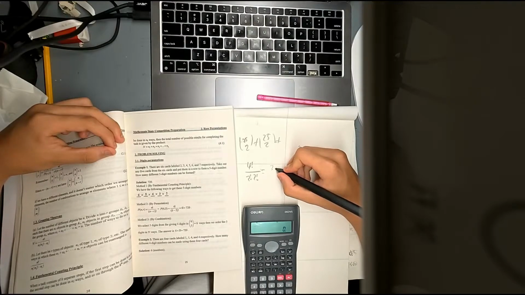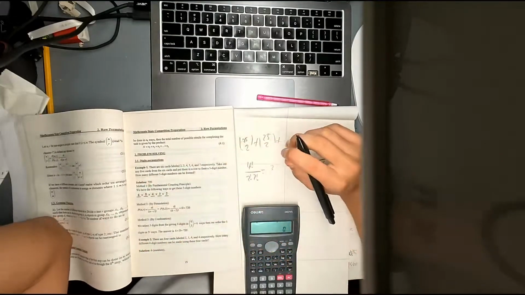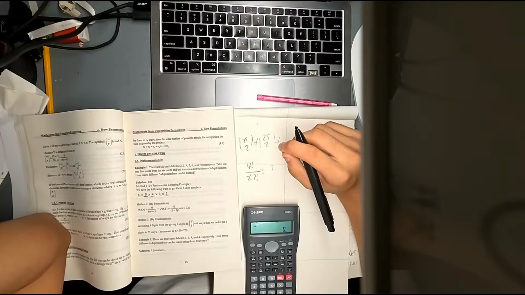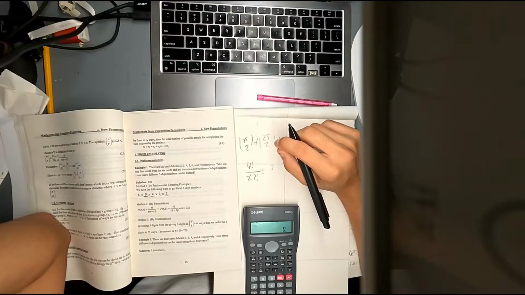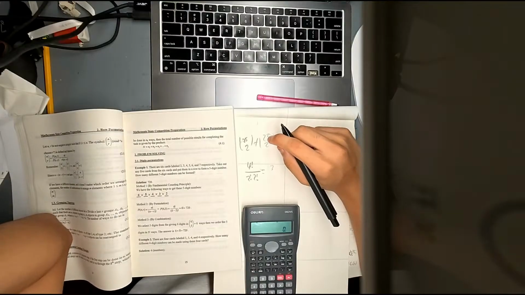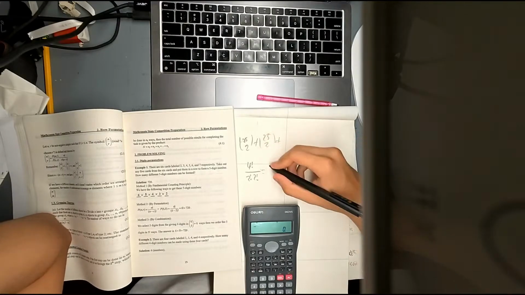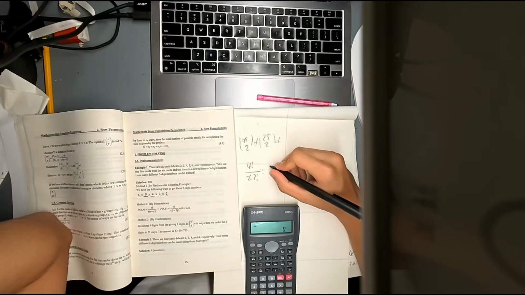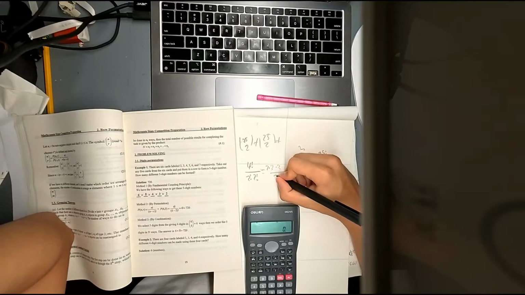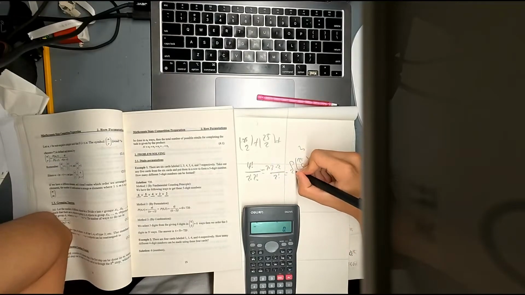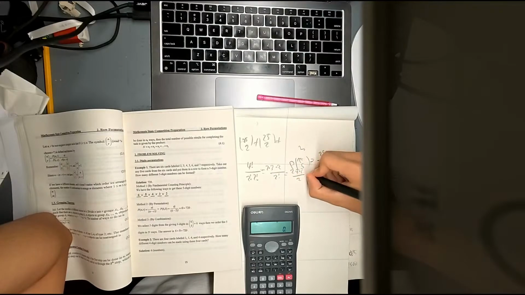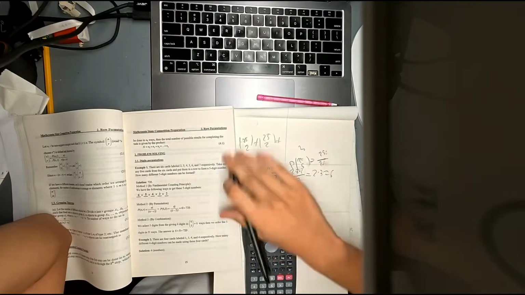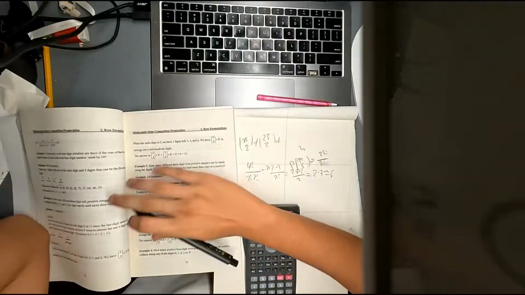So 4 factorial is 4 times 3 times 2, over 2 factorial times 2 factorial, which is 24 over 4, which equals 6. And so it's 6 numbers.